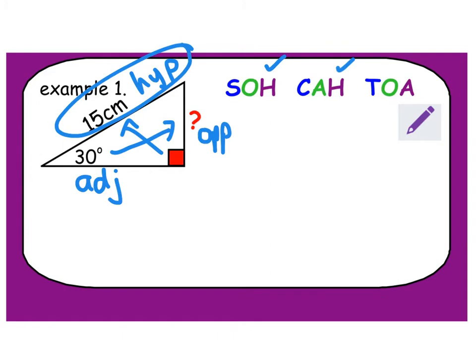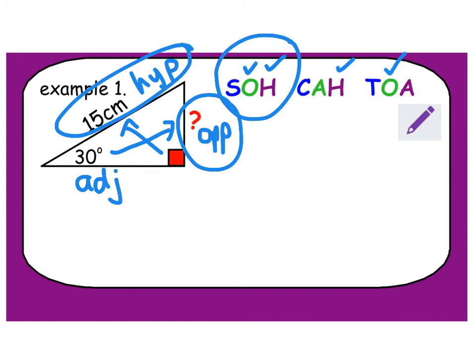Okay. Then the next step was to tick off the side you want, which is this one here. I want the opposite. So I'm then going to tick off opposite. And then we choose the formula which has the 2 ticks. So we're going to use SOH, S-O-H. So we're going to use sine.